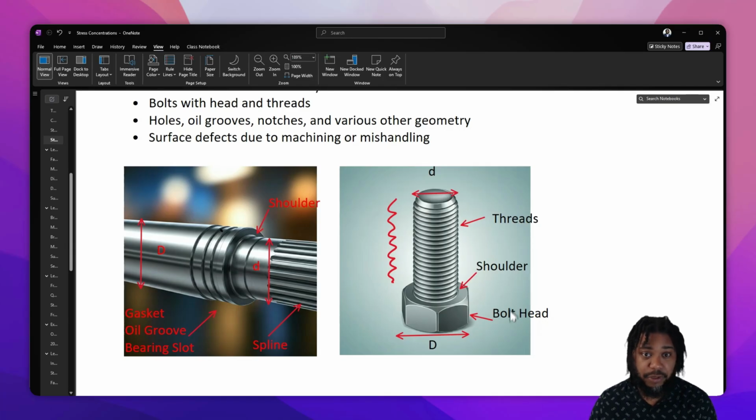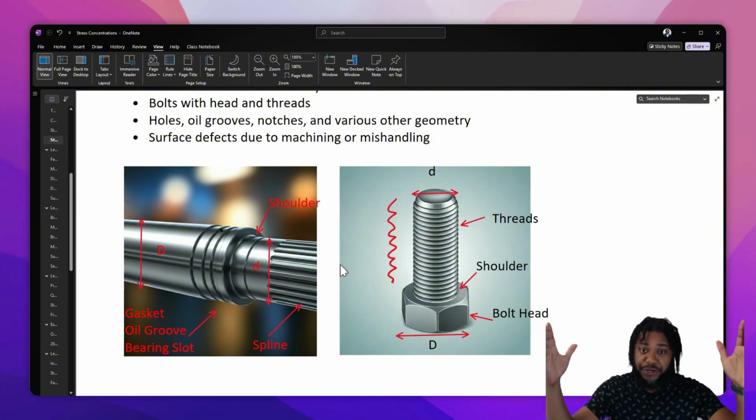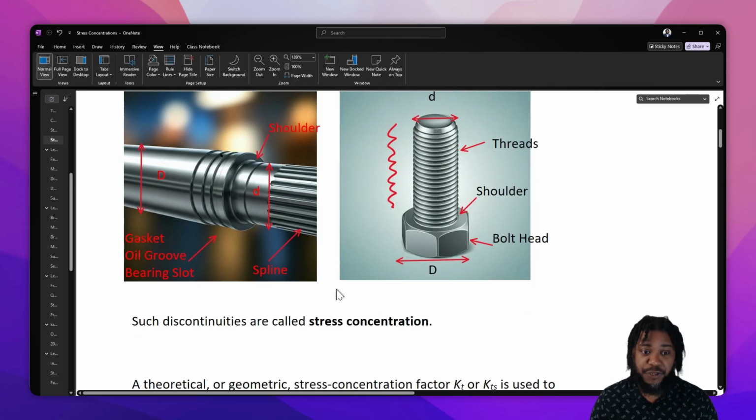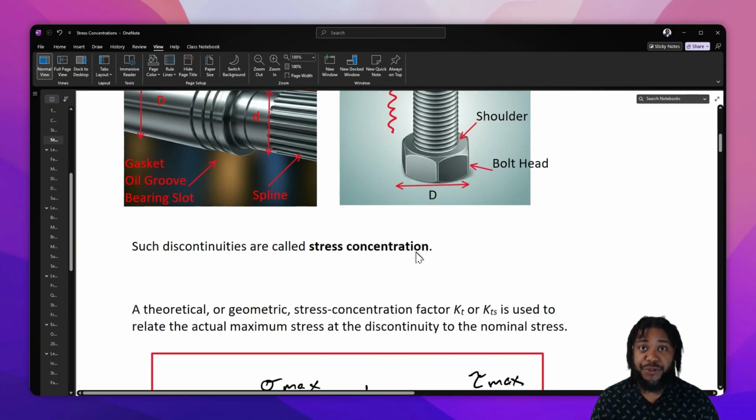Similarly, something as simple as a bolt has a number of features which could lead to stress concentration. The bolt head has a larger diameter, and it transitions through a shoulder where the diameter sharply decreases from the large to the small diameter. And along the small diameter, there are a series of threads, sharp features on the surface, which all represent a stress concentration. A transition from one diameter or size to a smaller size, or even fine surface features, are what we call stress concentrators.